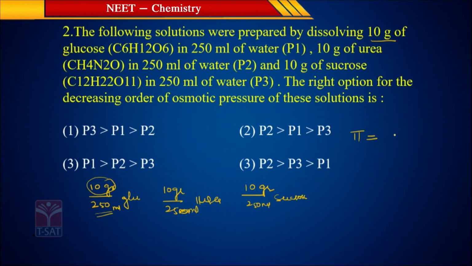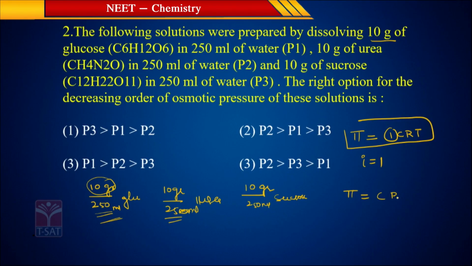Pi is equal to iCRT. This is a formula. i is the Van 't Hoff factor. These are non-electrolytes, they cannot be ionized into ions. As these are non-electrolytes, their i value is equal to 1. So pi is mainly CRT. R is a constant, T is also constant. So pi is mainly dependent on C, right? C is nothing but n by V.